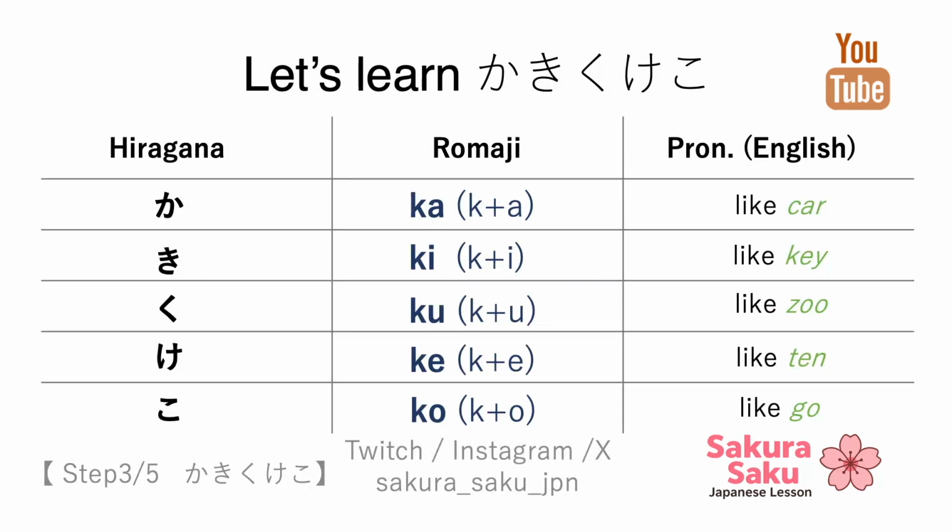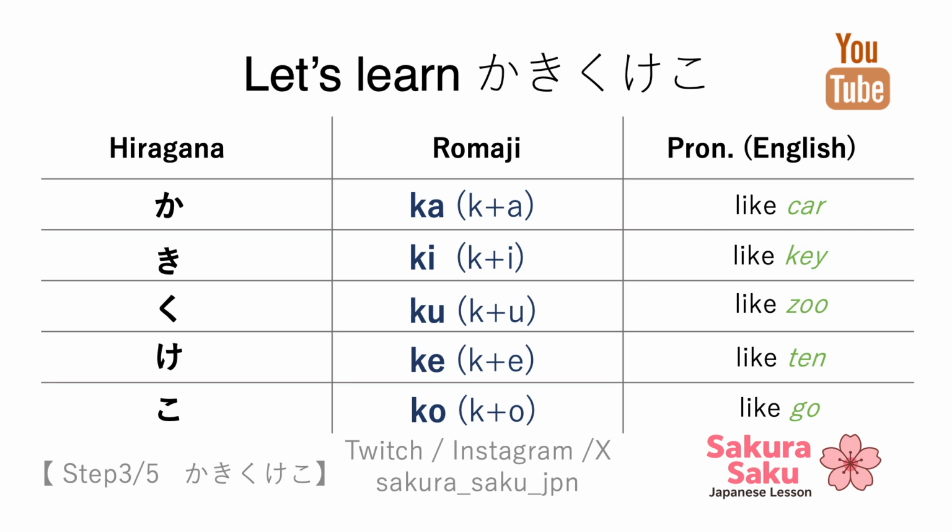So let's learn how to read kakikukeko. Here, you can see the hiragana, the romaji, and an English sound hint. You can also see here how the sound is built. It's really simple. Kakikukeko are just the Japanese vowels with a consonant K added.